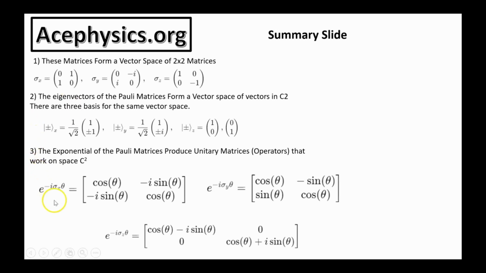The exponential of negative i times sigma x theta is this important matrix. The exponential of negative i times sigma y theta is this important matrix, and the exponential of negative i times sigma z times theta is this important matrix, and these are the generators of SU2.